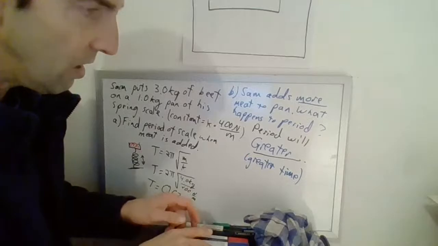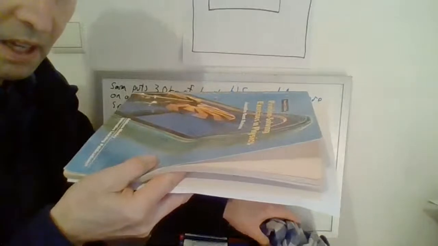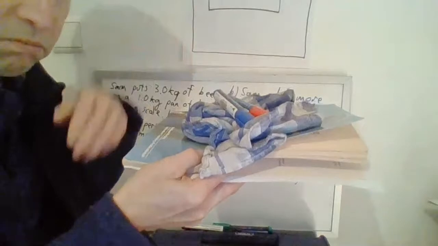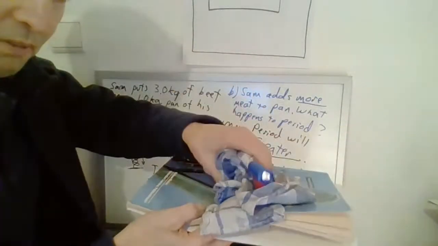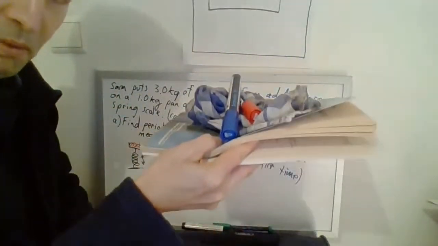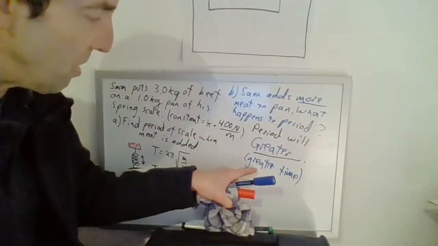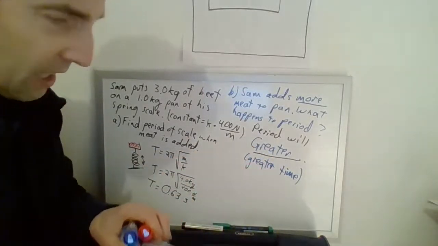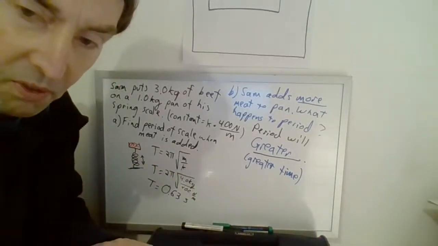So here's the pan. Here's the meat. Here's some more meat. Take the meat off. Put it on. You ever had that with a spring? It's kind of cool. So the more mass, the greater the amount of time, the greater the period. Kind of makes sense if you think about it. That's why I like to act it out or draw a picture as well. So some of these you may want to draw a picture of the ones I assign you.